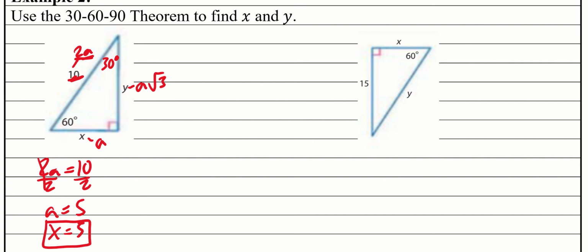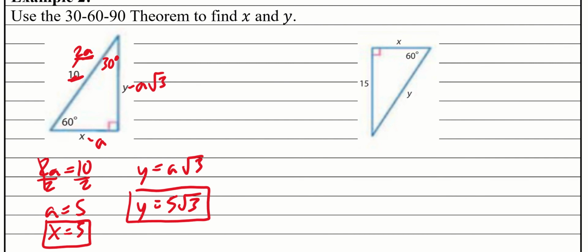Because now if I look at y, it just equals A times the square root of 3, and since we've solved for A, we can just plug that in, so y just equals 5 times the square root of 3. So like I said, we're focusing everything around the A. We're focusing everything around the length of the shortest leg. So if we can find that, then everything else just kind of flows from that a little bit easier.